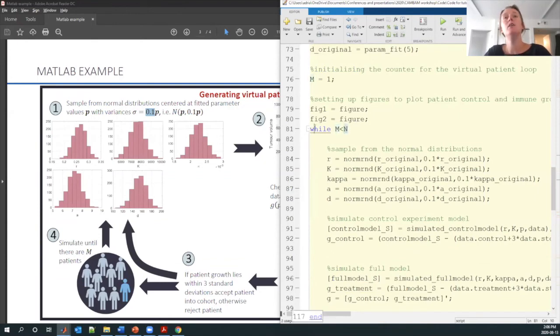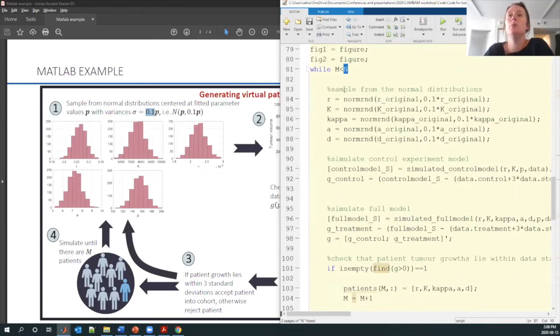So while the number of patients created is less than how many you want, we're going to keep iterating through this loop here. We're going to sample from the normal distribution, and this command here is just a normal random variable creator in MATLAB. It has means as the fitted parameter and variances as 0.1 times the parameter value. So each of these new parameter values is randomly chosen from these normal distributions.